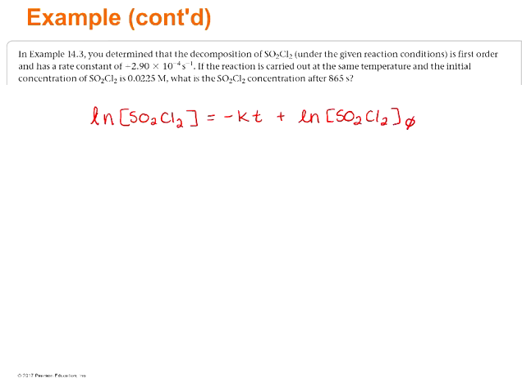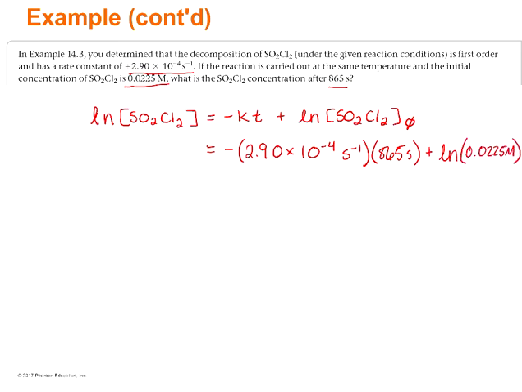So we have K, we have the initial concentration of our reactant, and we have the amount of time that the reaction is going to run. So we can plug all of those into our equation. So we'll plug in the rate constant, and we'll also plug in the time, which was 865 seconds. And then we'll also plug in the initial concentration of the reactant.